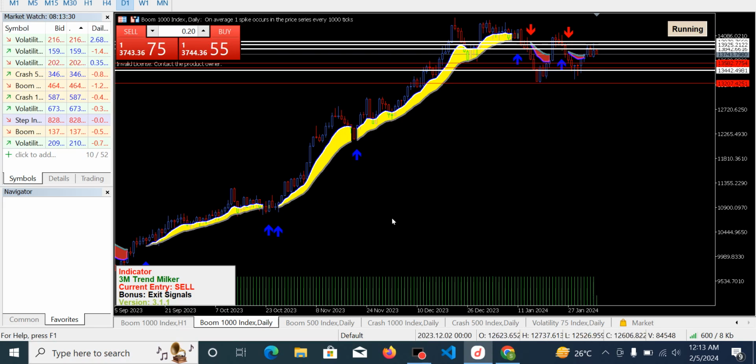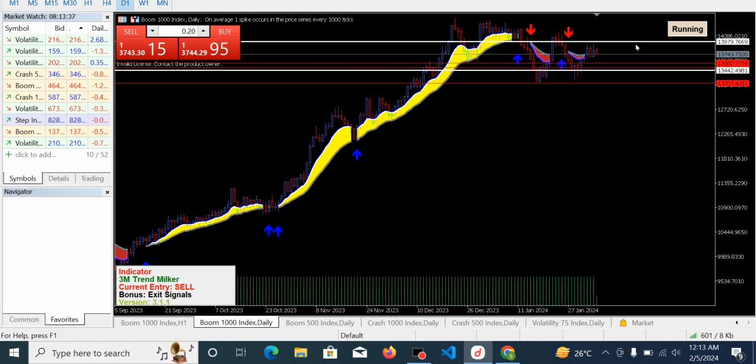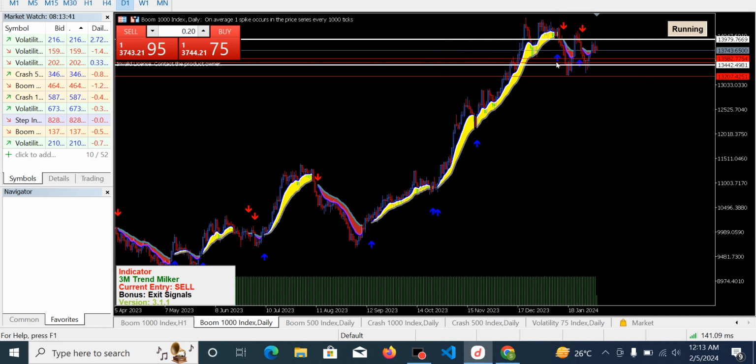Okay guys, this is Boom 1000. I'm using the 1 hour time frame. Let me reduce the horizontal lines that I'm having right here, so that we can have a proper view of the charts.